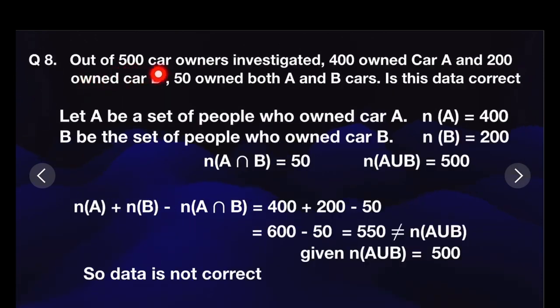Question 8. Out of 500 car owners investigated, 400 owned car A, 200 owned B, 50 owned both A and B. Is this data correct? Let us check it out. So n(A) is 400, n(B) is 200, intersection of both is 50. Given this data, what will be n(A union B)? If you do the equation, you will get 550. Then the answer should be 550. But what are they saying in the sum? That there are total 500 cars. This is not correct. So this data is not correct.